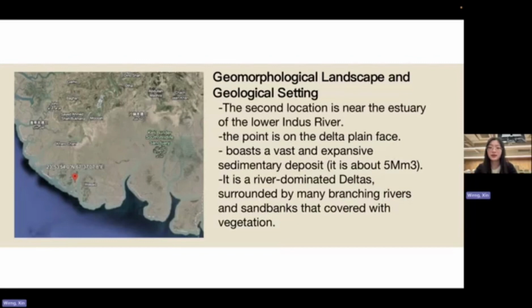Now is the landscape of the second location. The second location is near the estuary of the lower Indus River. There is a vast and expansive sedimentary deposit, which is about 5 million cubic meters. The point is on the delta plain face, and the delta is river dominated, flourishing with vegetation and crisscrossed by numerous rivers and sandbanks.